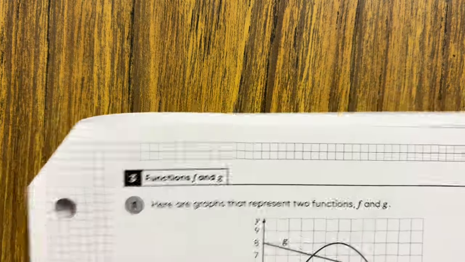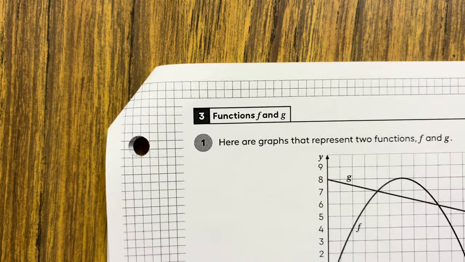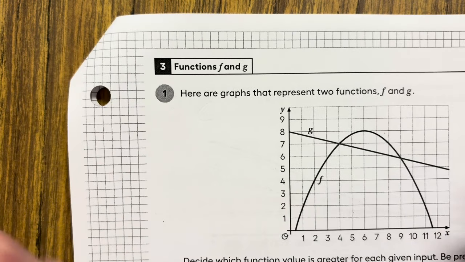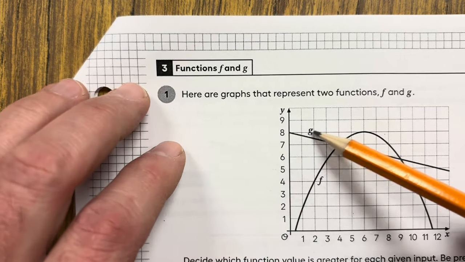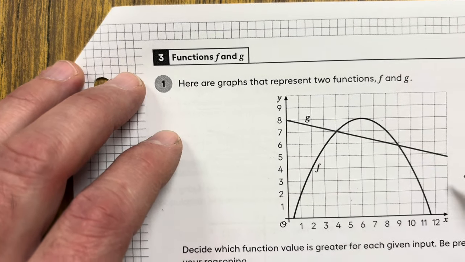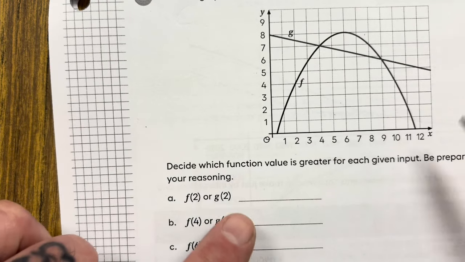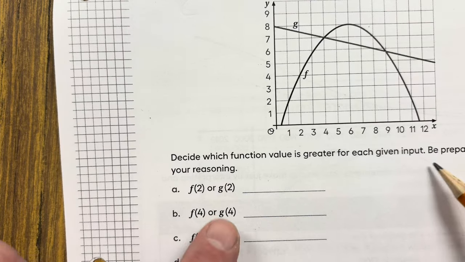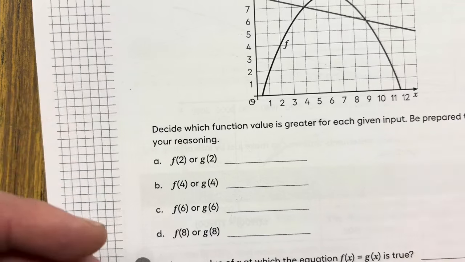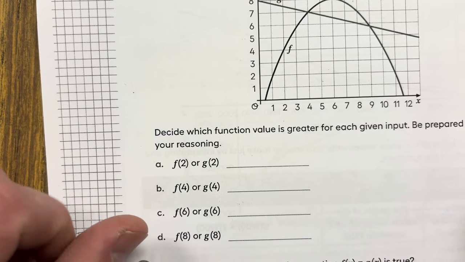All right. The last section of this lesson here is 3. Let's take a look at this one. We've got 2 graphs. We've got function f is this rounded one and function g is this straight line. Decide which function value is greater for each given input. Be prepared to explain your reasoning. Okay, go ahead and do this. Pause it, come back and check it.